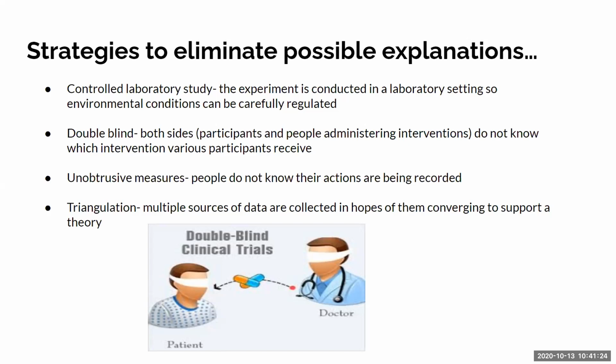And 3, unobtrusive measures. People do not know their actions are being recorded. And finally, triangulation, where multiple sources of data are collected in hopes of them converging to support a theory.